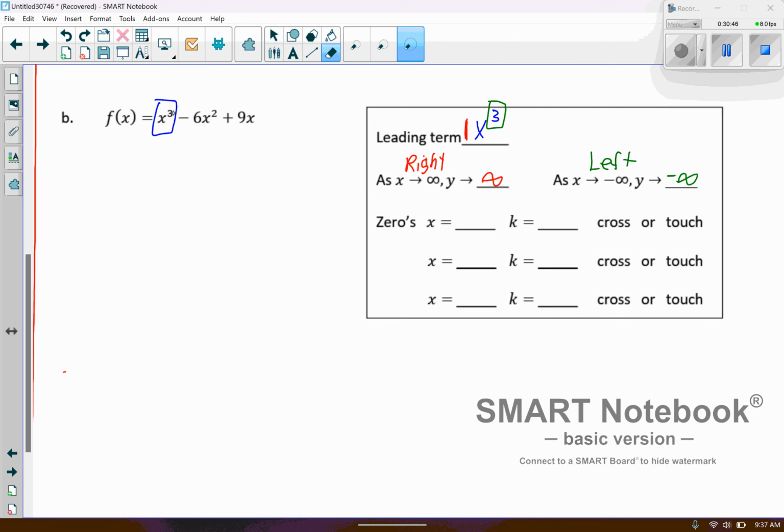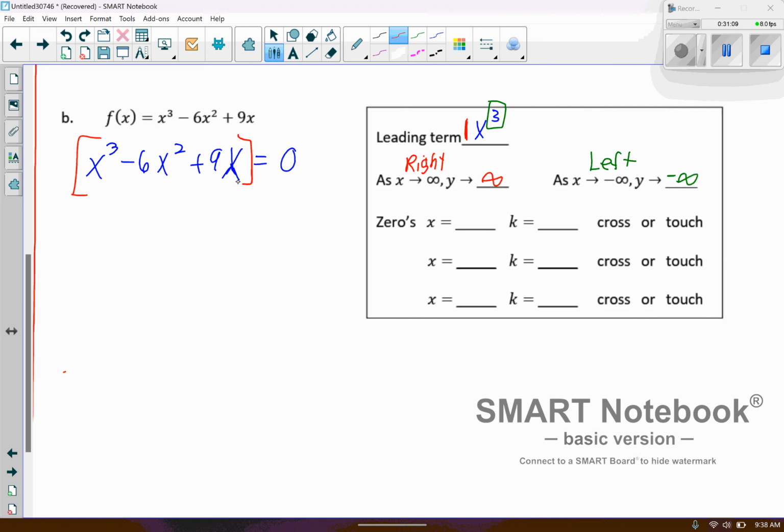Now we're ready to figure out our solutions, our zeros, and then figure out their multiplicities and behavior. In order to do that, we have to factor this. So I'm going to take x cubed minus 6x squared plus 9x and set that equal to 0. Now we're going to factor this. I can start by factoring out an x. That will leave me with x squared minus 6x plus 9 equals 0. And then I am going to factor that.